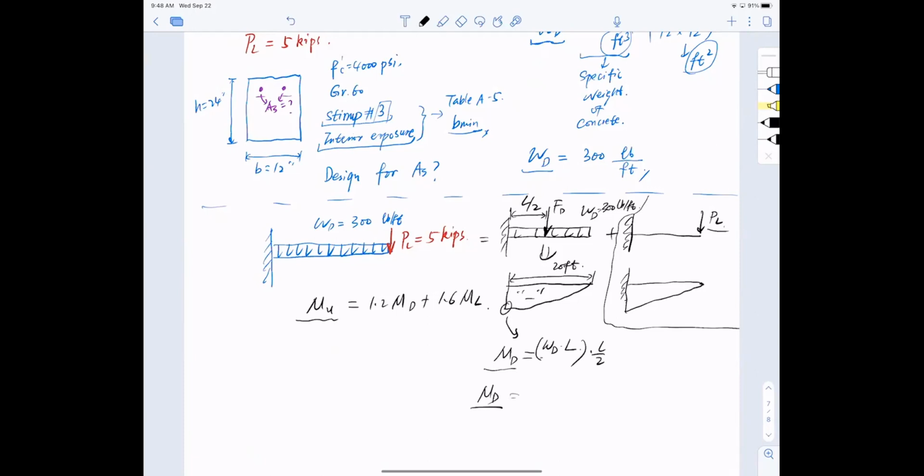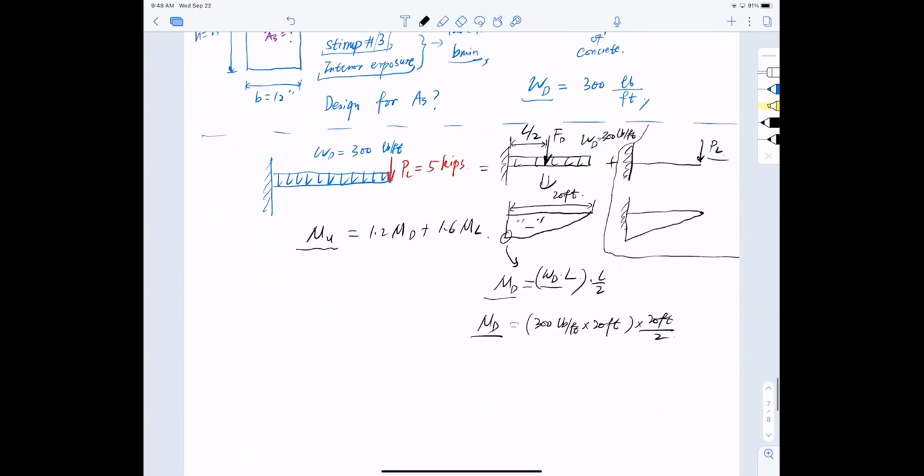Thank you, by the way. And this is 300 pounds per foot, multiplied by 20 feet right here, and multiplied by 20 feet divided by 2, and that is the total moment I have from the dead load. All right, so the quick calculation tells me that I have this number, and guys, please help me check this number. I may have made a mistake here. 72,000 pounds multiplied by foot.